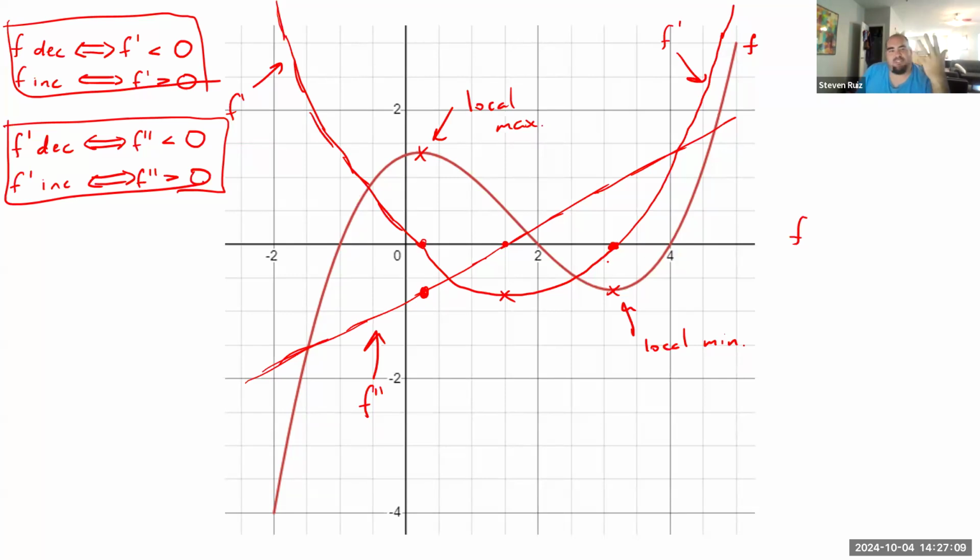Kind of the opposite of all that reasoning, I can use to verify this is a local minimum. I have a critical point, so f prime is equal to 0, but slightly to the left of that critical point, f prime is negative, and slightly to the right of that point, f prime is positive. So that's the first derivative test telling us we have a minimum.